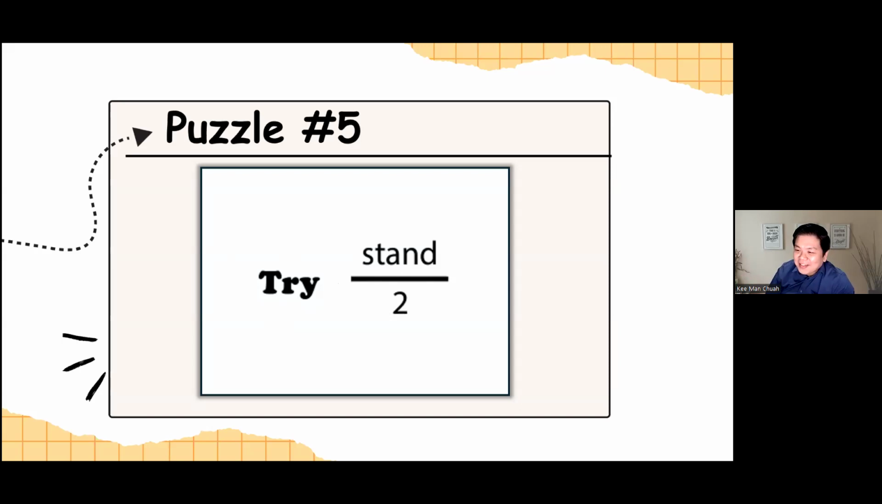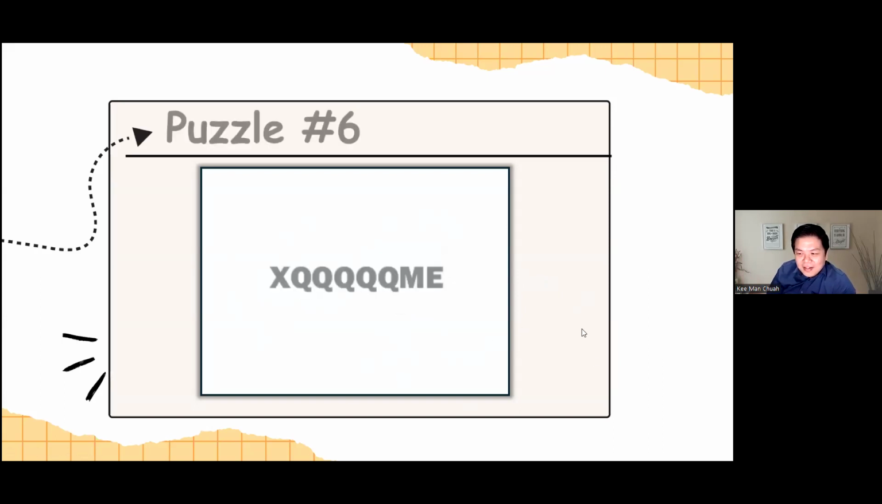Okay, anyhow, try life by stand over two. I like that. If you're teaching mathematics or calculus, maybe this one will be trickier. You can come up with some calculus kind of interpretation. Try stand divided by two, all right, or portion of two, all that. But yeah, let's try number six. Last two now. This one should be easy as well.